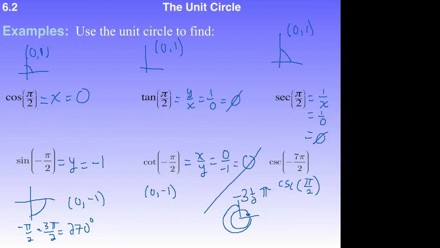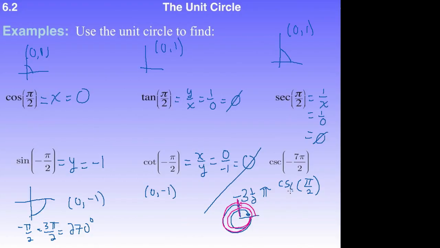-3.5 pi, the first 2 pi is taken care of by doing one lap around the circle backwards. That's 2 pi. I've still got 1.5 pi to go. 180 degrees is 1 pi. 1/2 pi leaves me right here. That's the same thing as had I just traveled 90 degrees in the positive direction.